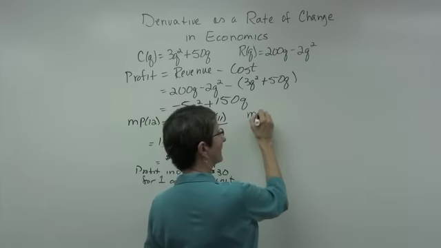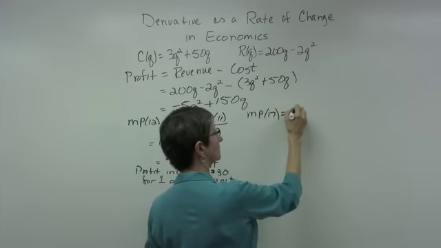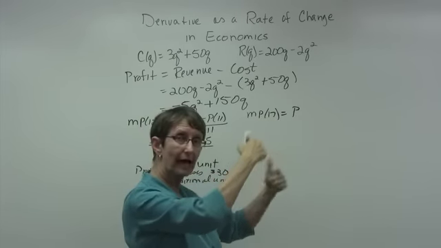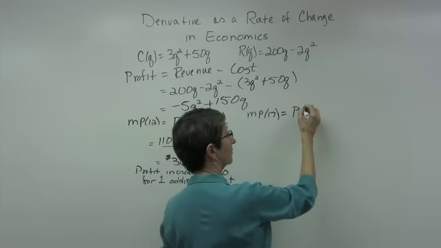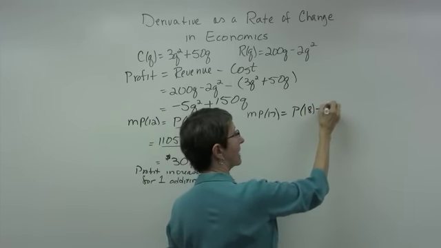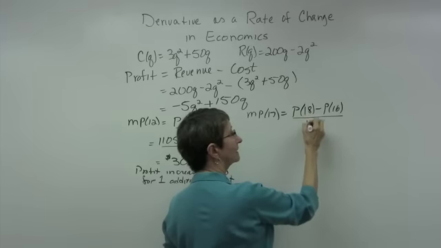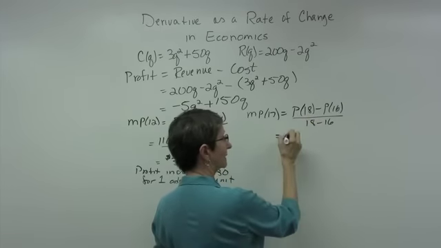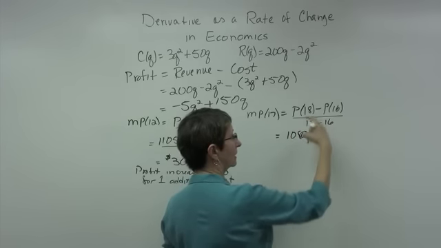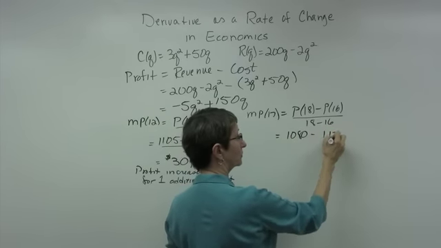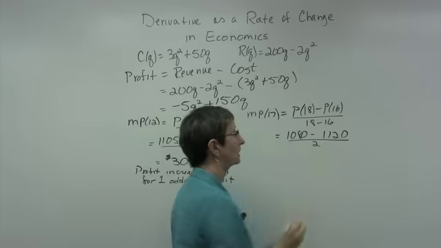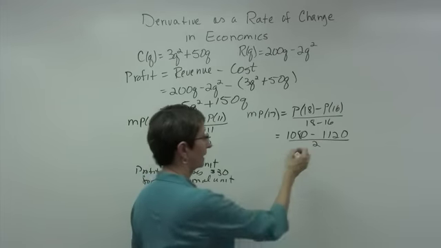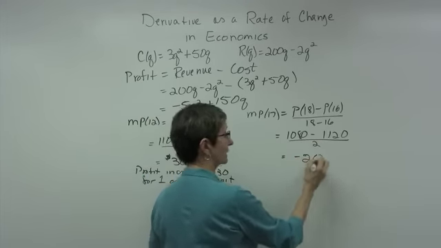So let's look at marginal profit now at 17. I find the profit at a Q value 1 on either side, has to be equally spaced for the shortcut method. Profit at 18 minus profit at 16 divided by 18 minus 16. Profit at 18 is 1080. Profit at 16, 1120 divided by 2. And notice here a problem. When I subtract, I get a negative numerator. Divided by 2 gives me a negative 20.